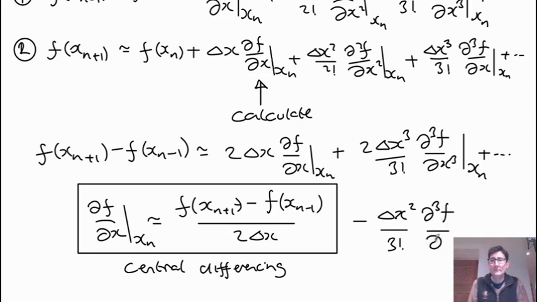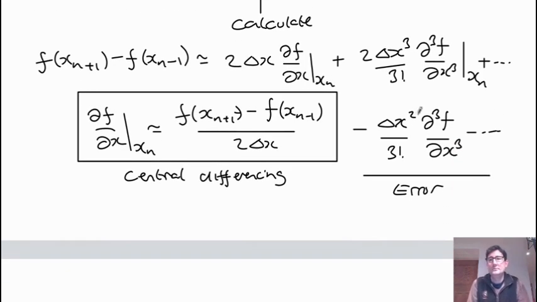d3f. And we have higher order terms as well. So this is the error. That's the error in the method. When we make this approximation, we have these other terms we've missed out. It's a second order method because here we have a second power of delta x. Second order in delta x.